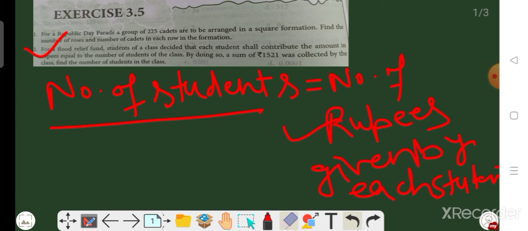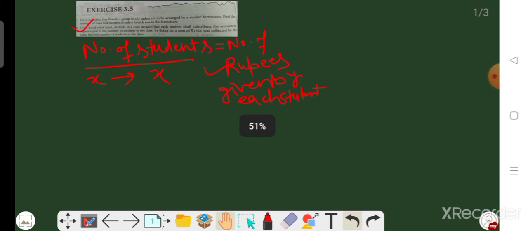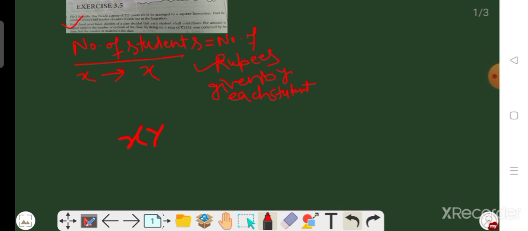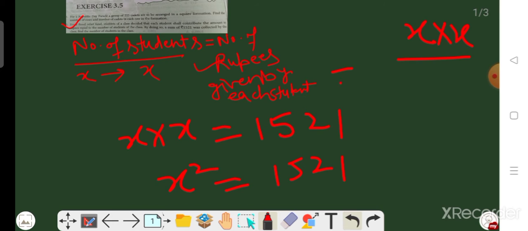We will suppose that the number of students in the class is x. According to the question, the amount given by each student is also x. So what we can do? We can write that x multiplied by x is equal to 1521. Because if one student gives x rupees, then x students give x multiplied by x rupees. So x square is equal to 1521. We have to find the value of x.